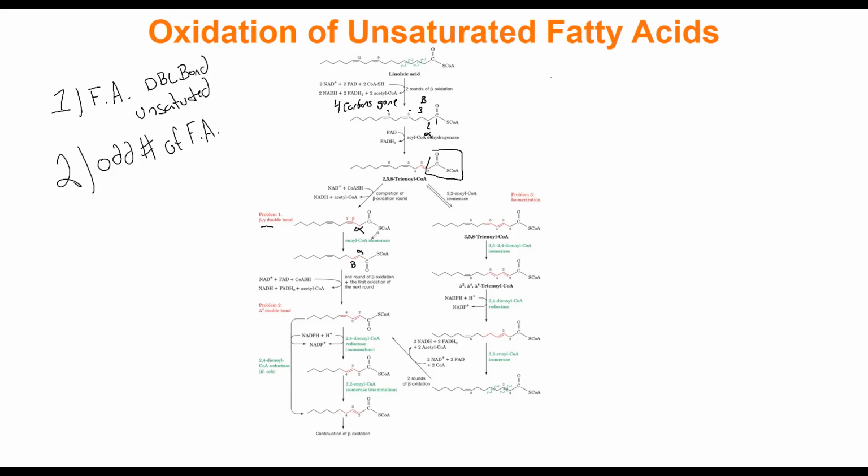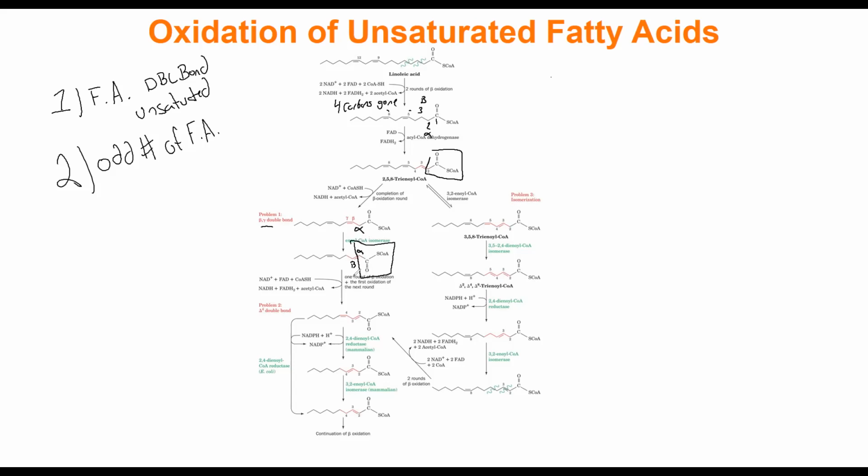But by doing the isomerization reaction, we can at least continue the breakdown of this fatty acid, which is what we do, right? So we can now continue beta oxidation. So we do 1 round of beta oxidation and we lose 2 more carbons. So we lose another acetyl coenzyme A. So this goes away, this goes away.